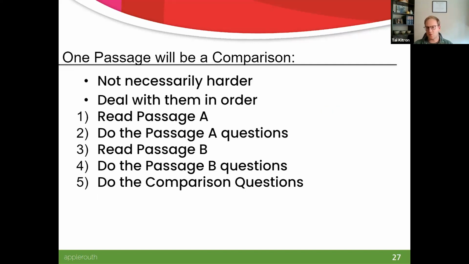One of the 4 passages will always be a comparison. That's the other thing to note here. Not necessarily more difficult, you should only remember to deal with them separately. So don't read passage A and B together. It's tough to stop yourself, but keep only a limited amount in your working memory. Read passage A and then do those first 3 or 4 questions. Then read passage B and do the questions that relate to that. And then finally do the comparison questions at the end. Some people like skipping those last few comparison questions because they're harder and time consuming. That could be a good thing to do.